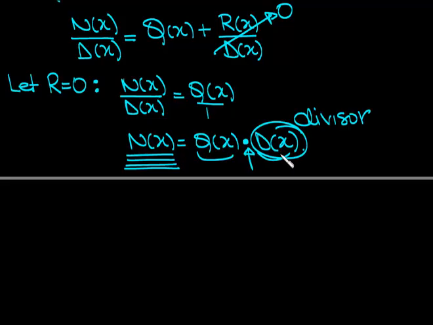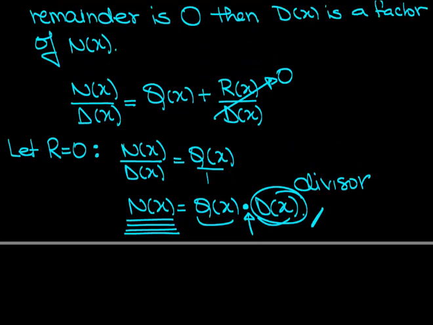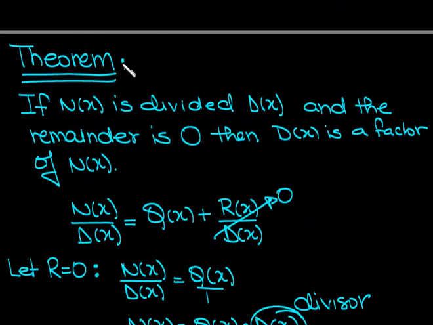That means your divisor is one of the factors of n of x. That means if you were to factor n of x, one of the factors would be the divisor. So you can clearly see that from this little argument. So a theorem, again, I think I've mentioned this before, is a statement that has mathematically been proven rigorously. So this basically tells you anytime the remainder is 0, that means your divisor is a factor of your numerator, what you're dividing. Okay.